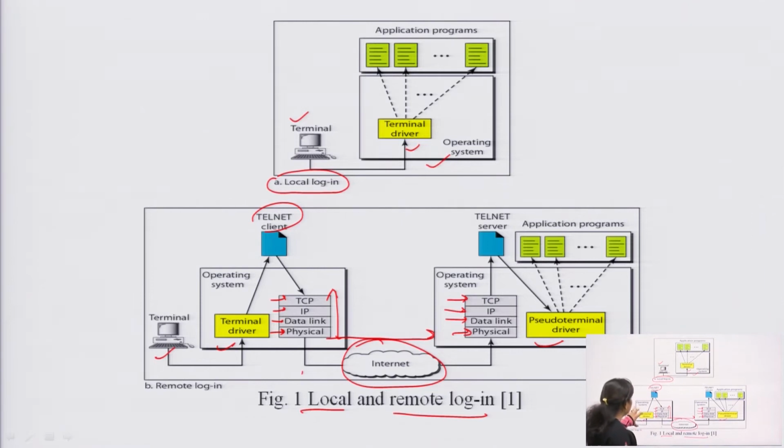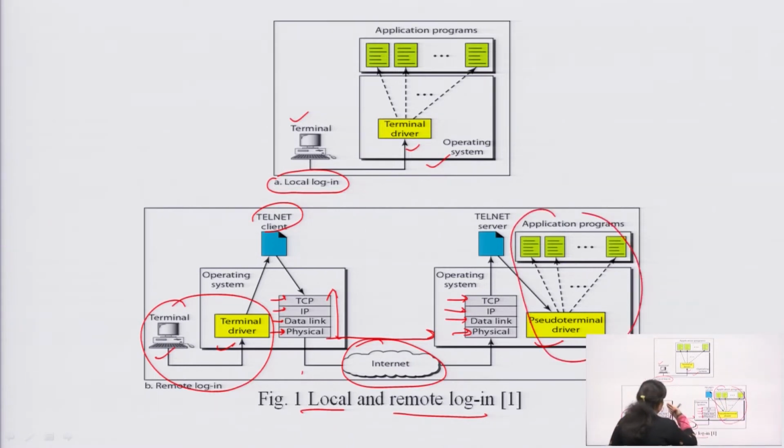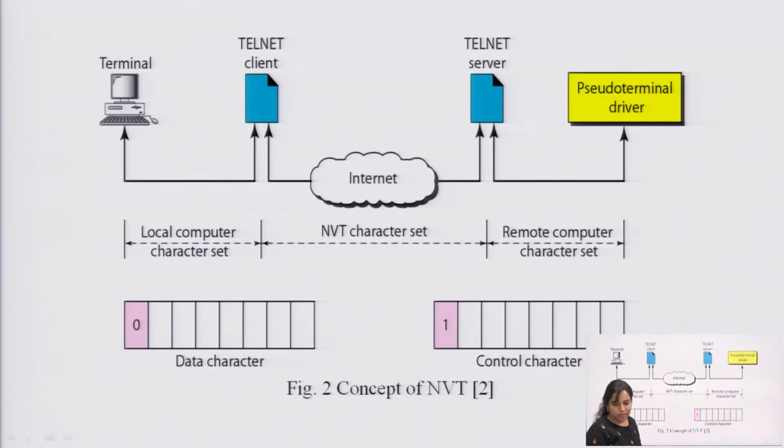Now, if you compare with the above diagram, it is a combination of this part and this part. These different layers are related to the internet, so they are incorporated in remote logging. This is the basic difference between local login and remote login. Now, next is the concept of NVT. NVT is related to the remote login.